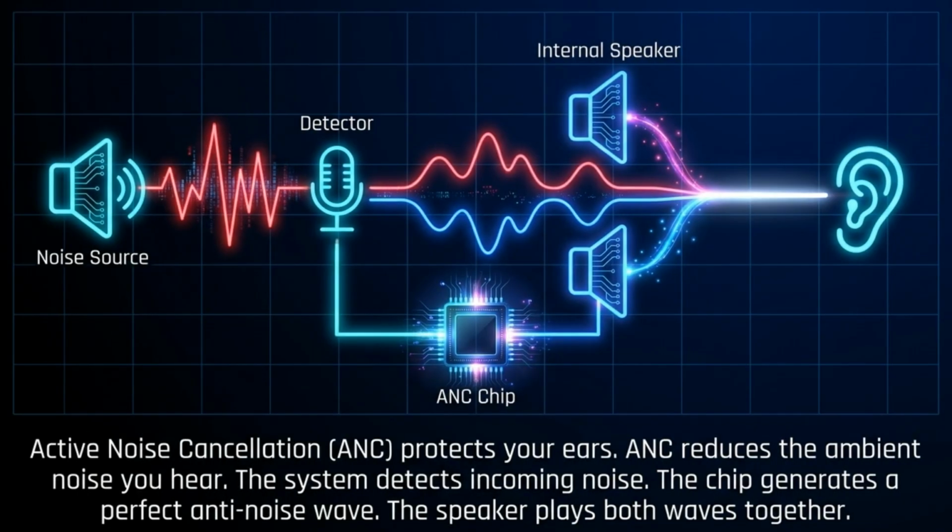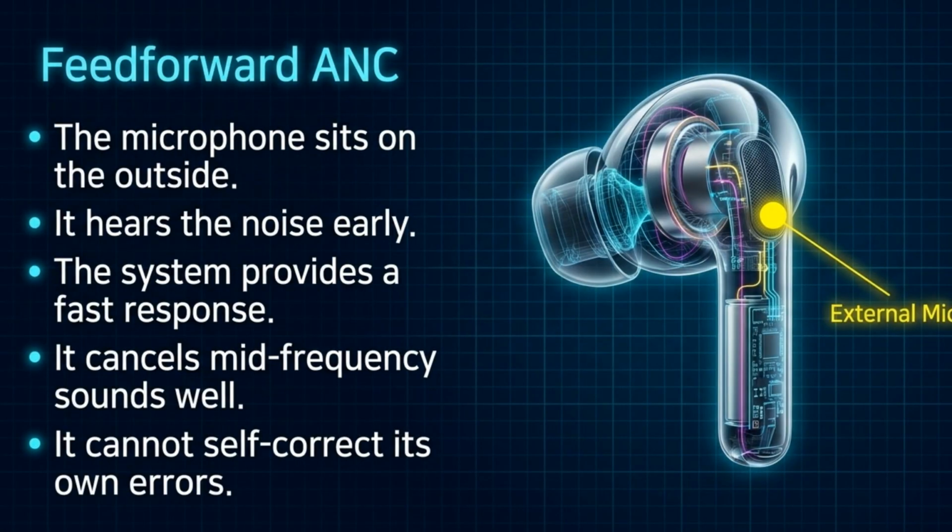Active noise cancellation, or ANC, protects your ears by reducing ambient noise. The system detects incoming sound, the chip generates a perfect anti-noise wave, and the speaker plays both simultaneously to cancel the noise. Feed-forward ANC uses an external microphone to hear noise early. It provides a fast response and handles mid-frequency sounds well, though it lacks the ability to self-correct its own errors.